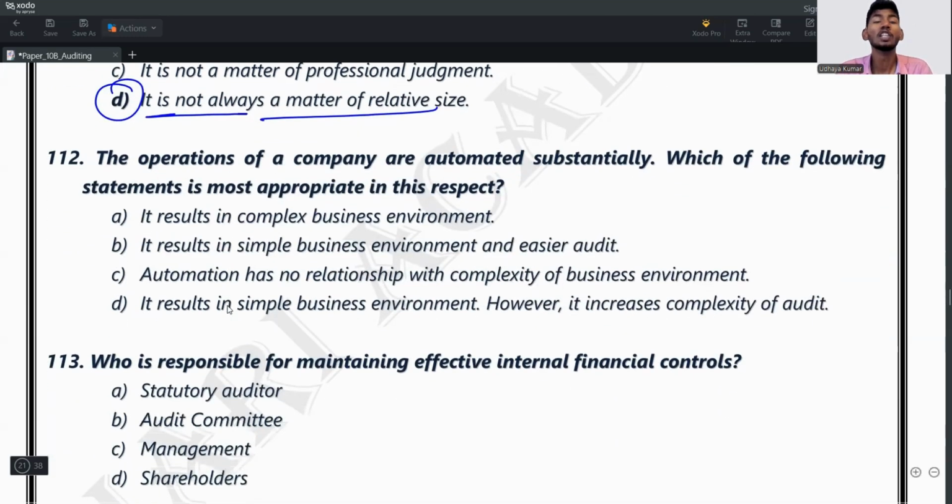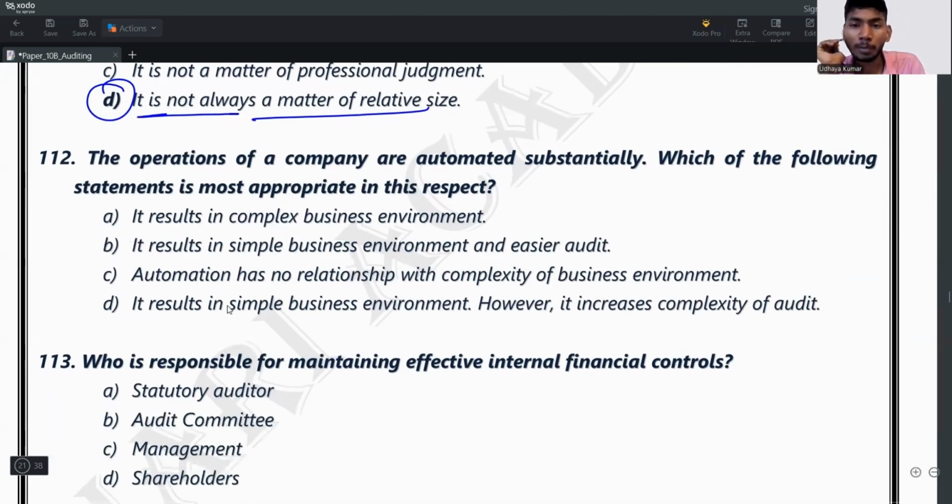Question number 112. The operations of a company are automated substantially. Which of the following statements is not most appropriate in this respect? Here the answer is that it results in complex business environment, because automation can introduce complexity in process, due to technology integration and the need for specialized knowledge. While operations may become streamlined, the overall environment can become more complex due to dependencies on technology. So here option E is correct, because it results in complex business environment.